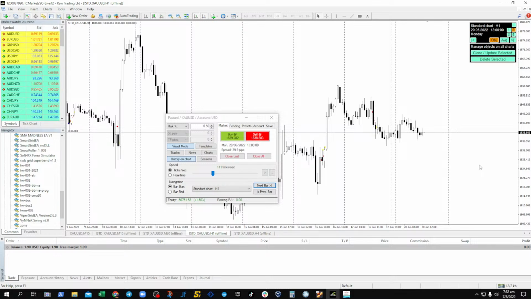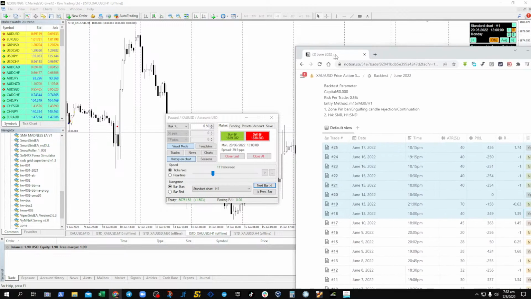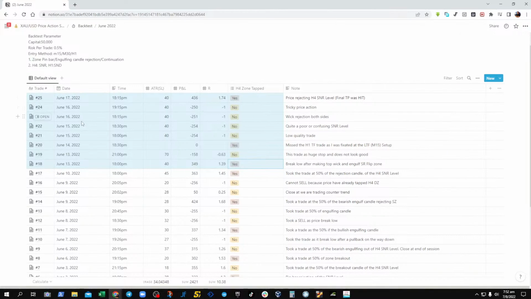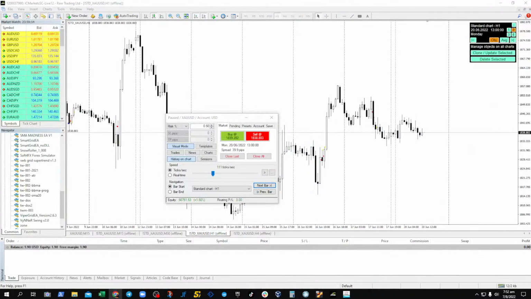For you guys who watch this stream for the first time, this is our backtest parameter. We're gonna use 50,000 capital. We're gonna risk 0.5% per trade, and we're gonna use a combination of SNR and SND in our trade only on the New York session, and the pair is gold. So this is our strategy. Let's get started with the backtesting.